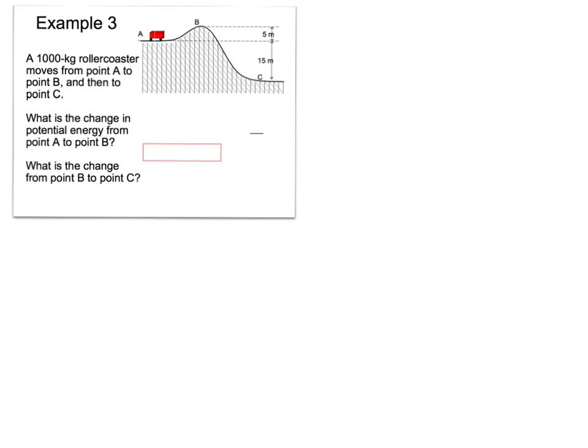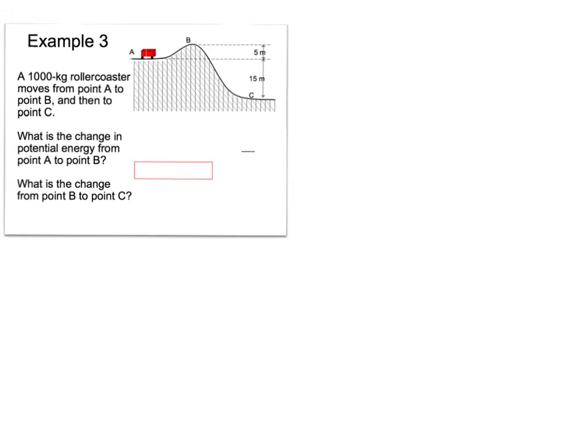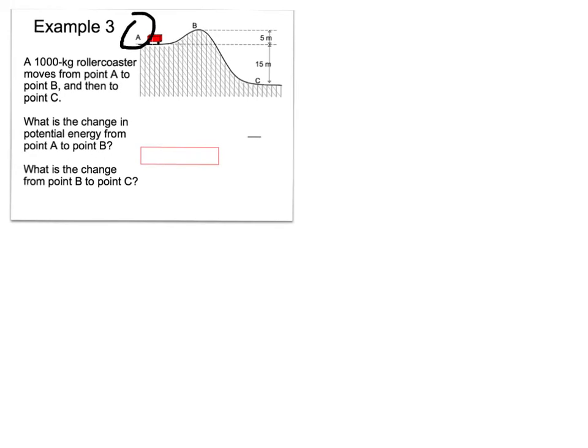A 1,000 kilogram roller coaster moves from point A to point B and then to point C. What is the change in potential energy from point A to point B? Okay. So this question, once again, I told you it's going to ask for change, and they're saying from A to B. When the question asks you from one place to another, it's telling you call that first place your 0, and then find the potential energy to wherever it gets to.